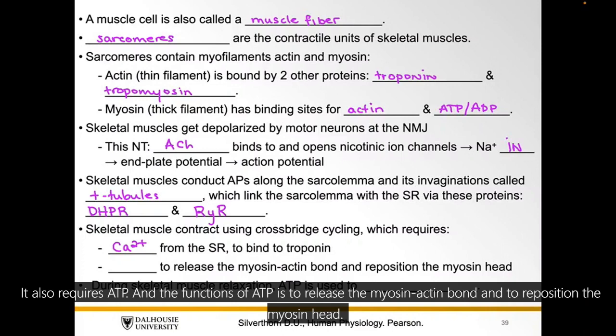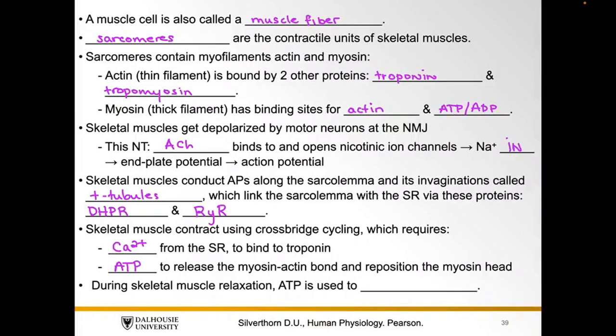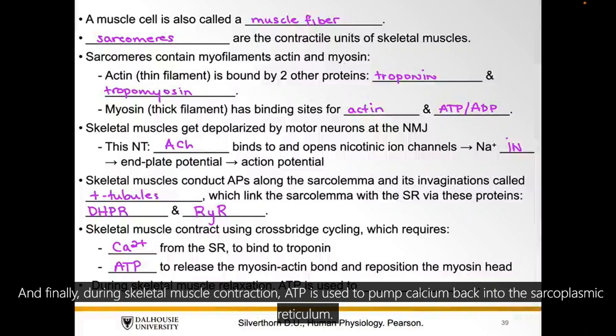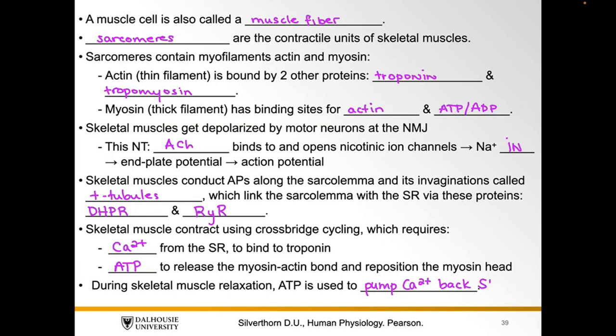It also requires ATP. And the functions of ATP are to release the myosin-actin bond and to reposition the myosin head. And finally, during skeletal muscle contraction, ATP is used to pump calcium back into the sarcoplasmic reticulum. Right? That's a type of active transport.